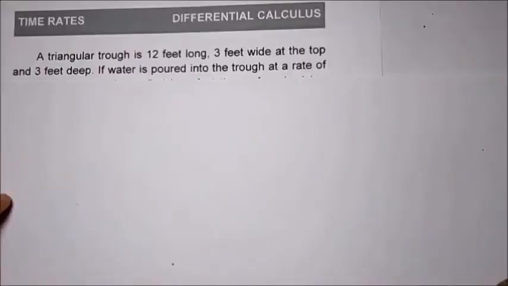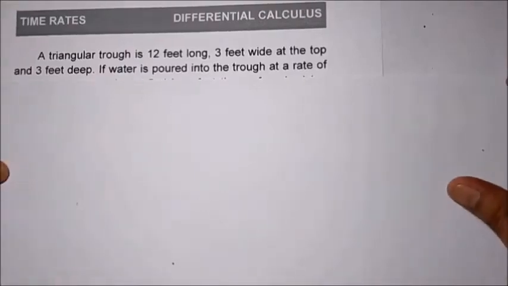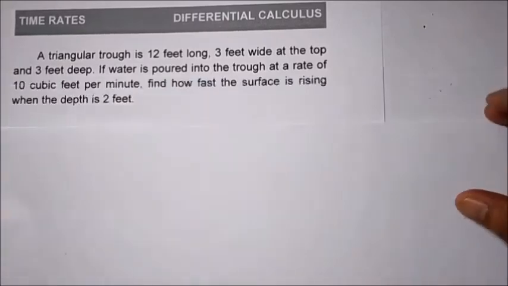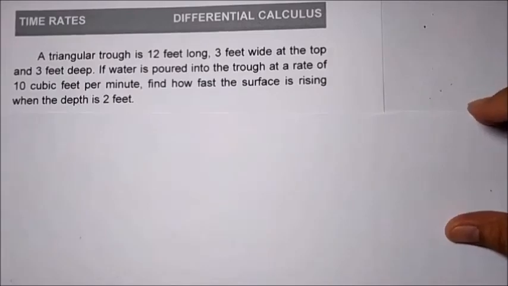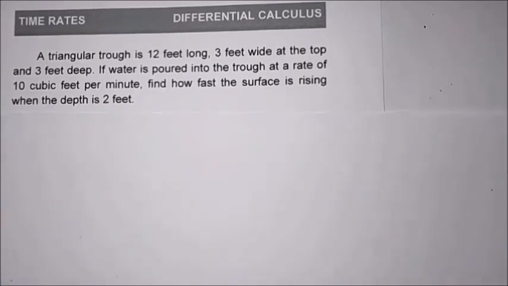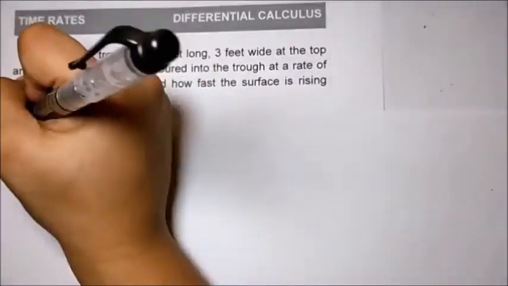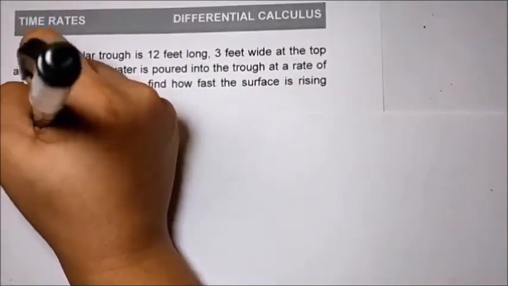A triangular trough is 12 feet long, 3 feet wide at the top, and 3 feet deep. If water is poured into the trough at a rate of 10 cubic feet per minute, find how fast the surface is rising when the depth is 2 feet. So we have a triangular trough. Let's draw the given.